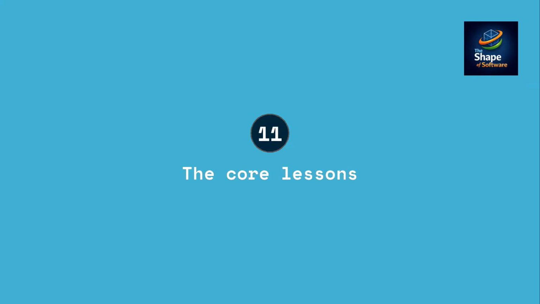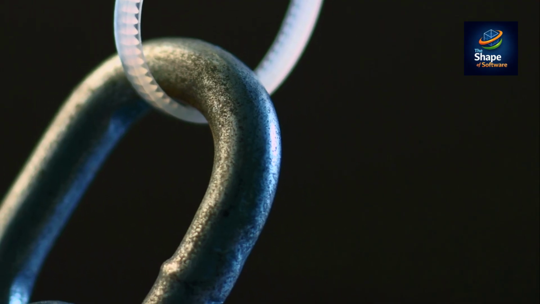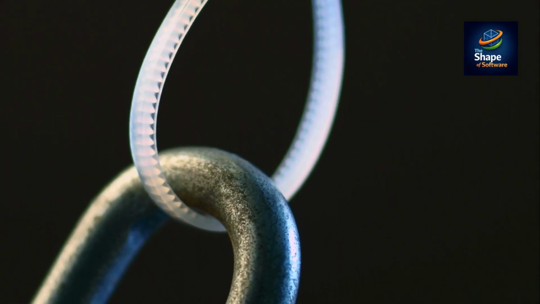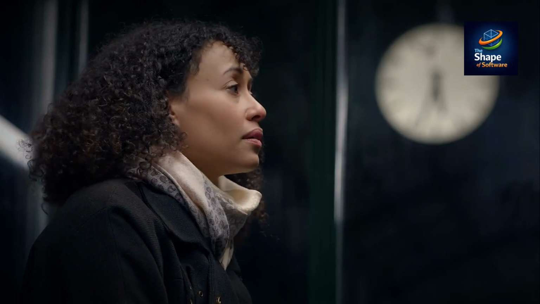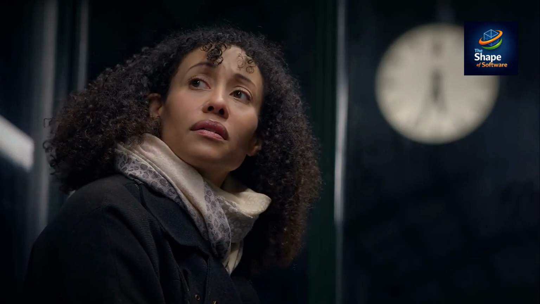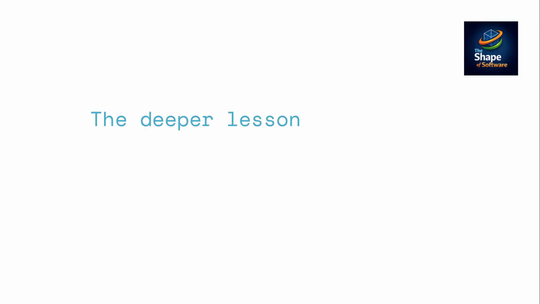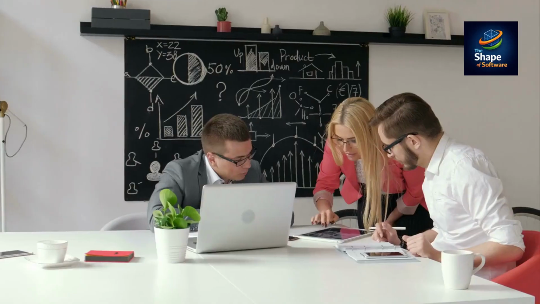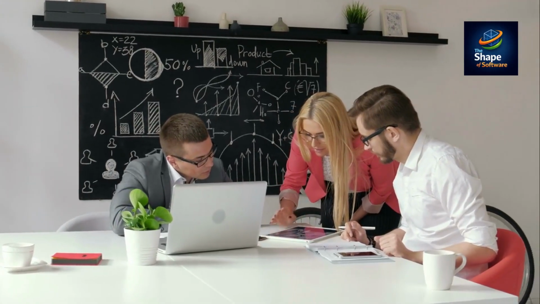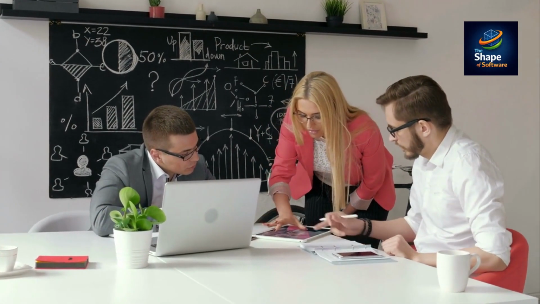11. The core lessons. Healthcare.gov shows that large systems fail at integration points, not just in code. Synchronous dependency chains amplify risk under load. Fragmented ownership weakens reliability. Immovable deadlines shape architecture whether engineers like it or not, and without strong observability, recovery becomes guesswork. The deeper lesson is simple. Software systems are socio-technical systems. Architecture must account for both technical complexity and organizational reality.